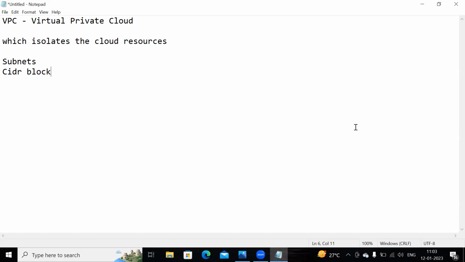Today we are going to see the common building blocks of VPC. What are the different building blocks of VPC, and how are those building blocks connected to each other to form a private cloud network, right? Let's see some building blocks of VPC. The very first building block of VPC is the subnet, right? The subnet is the major building block of a VPC.